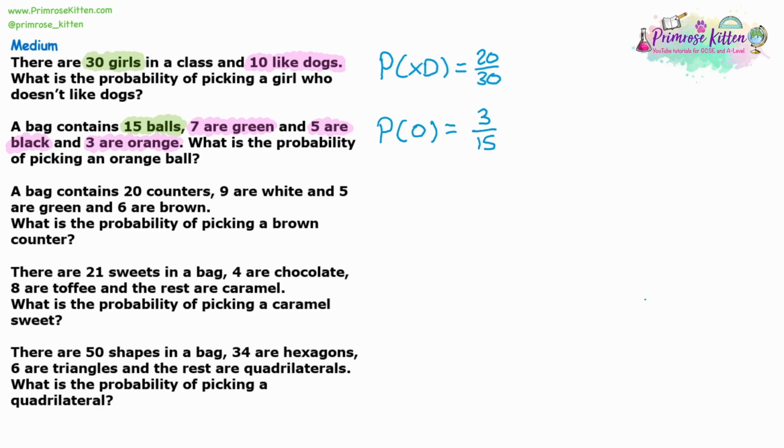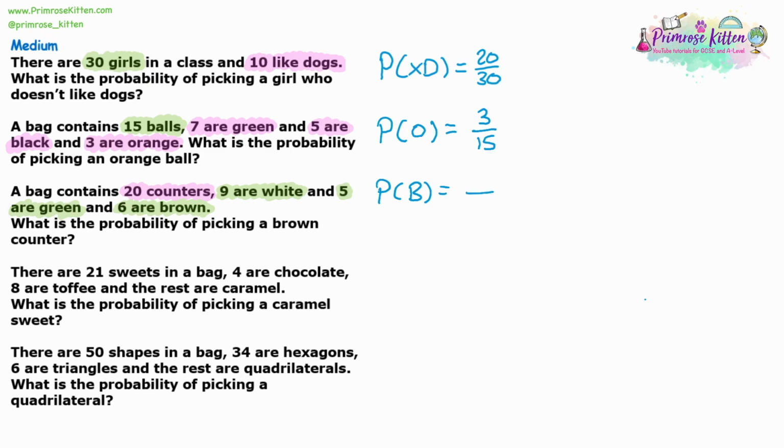So first thing to do, try and find the total. We have 20 counters. Once you find the total, find all the rest of the numbers. We have 9 white counters. We have 5 green counters. And we have 6 brown counters. We're being asked, what is the probability of picking a brown counter?